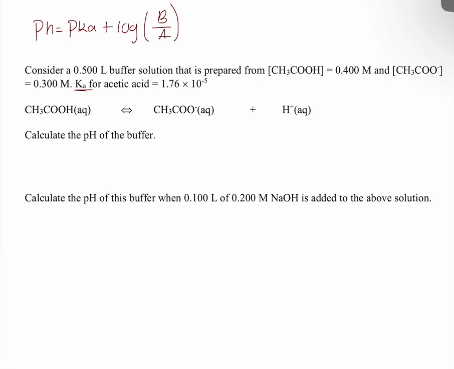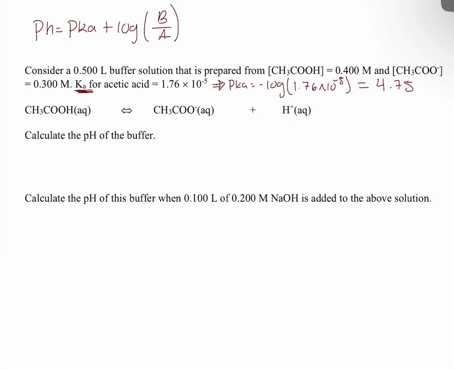So we know that pKa is the negative log of Ka. So it's going to be negative log of 1.76 times 10 to the negative 5. And that gives us a pKa value of 4.75.